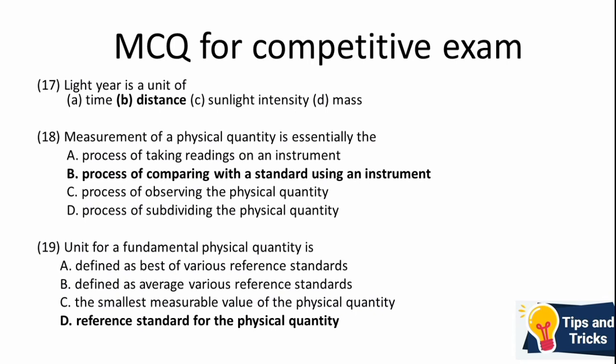Okay, now let us move on to question number 18. Measurement of a physical quantity is essentially the, option A, the process of taking readings on an instrument, option B, process of comparing with standard using an instrument, option C, process of observing the physical quantity, and option D, process of subdividing the physical quantity. So the correct option for question number 18 is B.